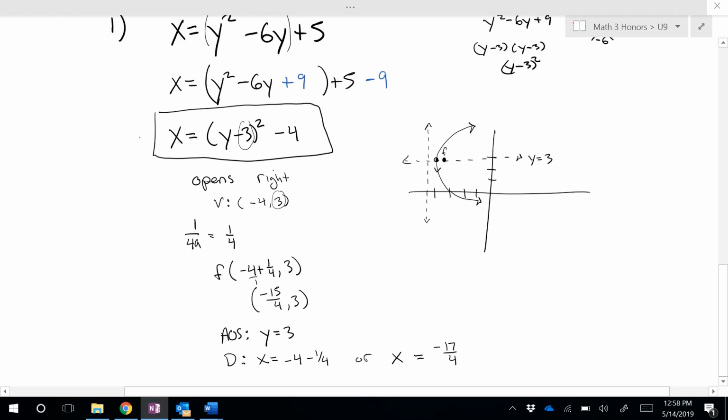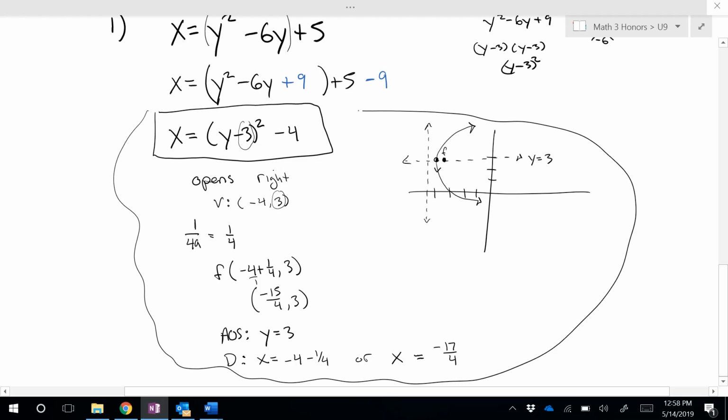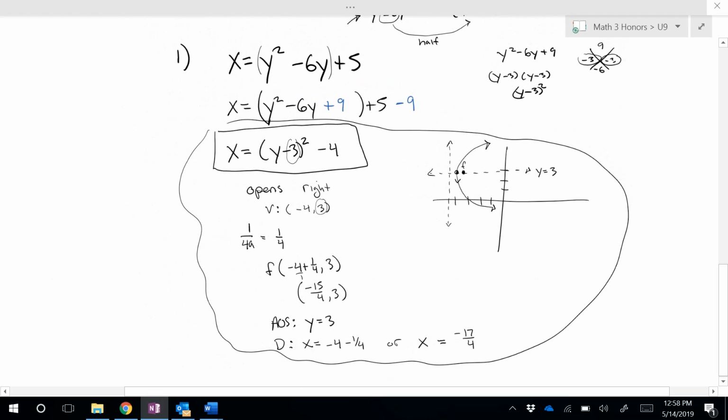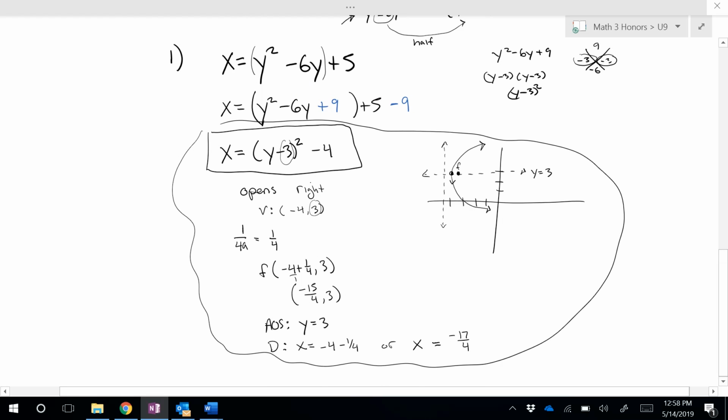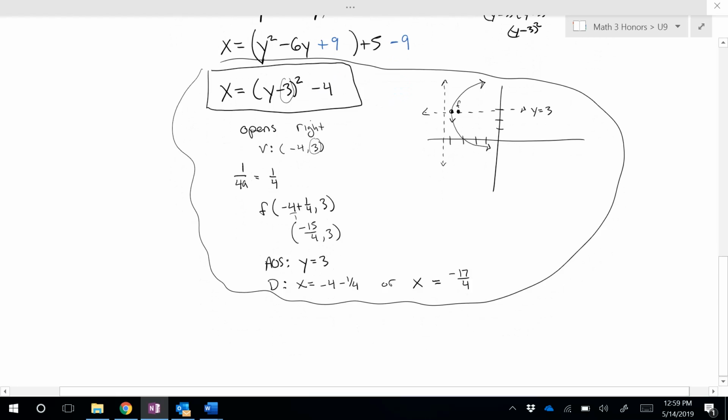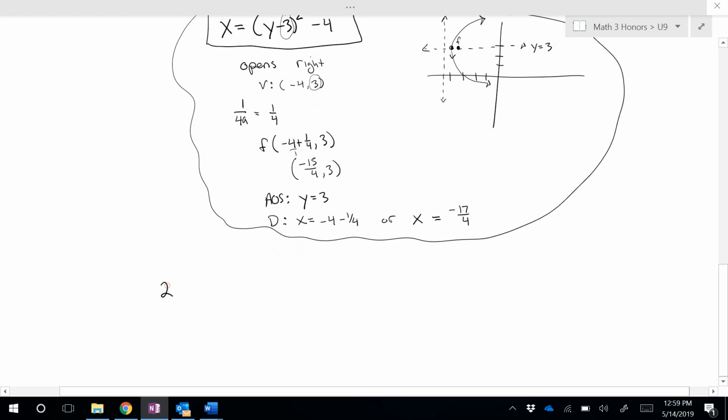So all this right here is from yesterday. The new part is just getting it into that form. Any questions on that part? On that problem? No, but that's one of the pieces. I want to practice this 2 more times, and then I'll show you a couple of things. Okay, next one.